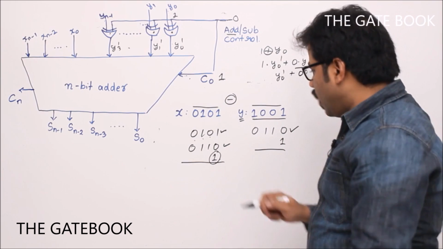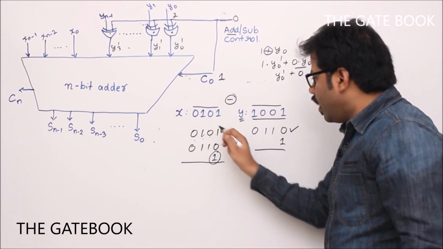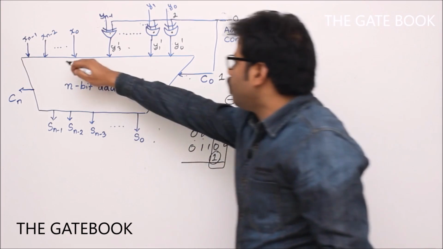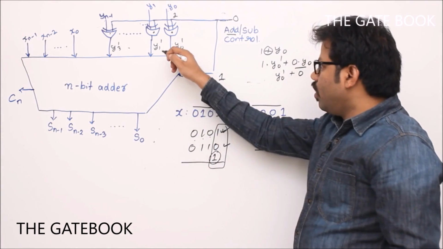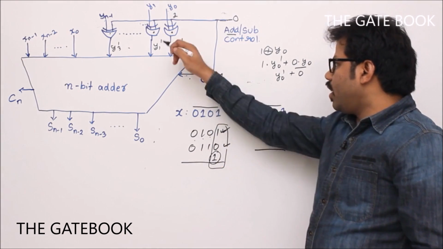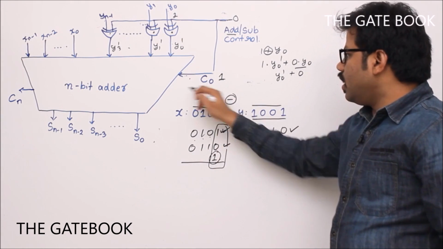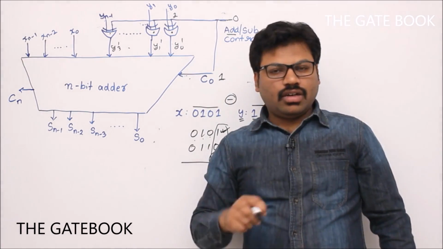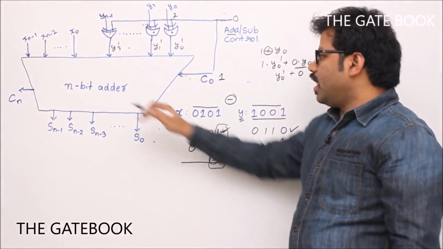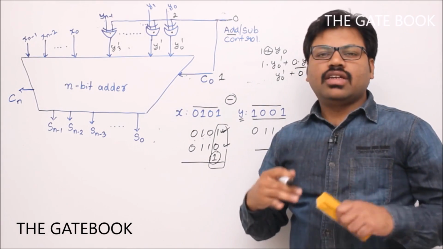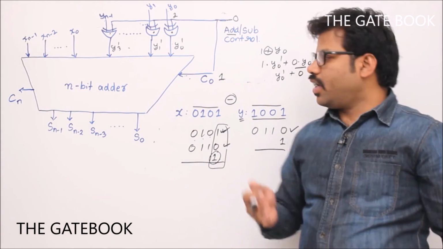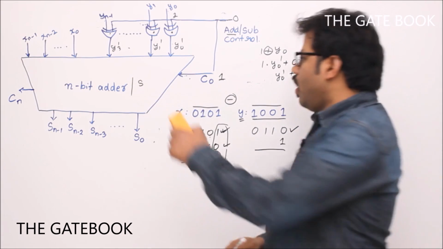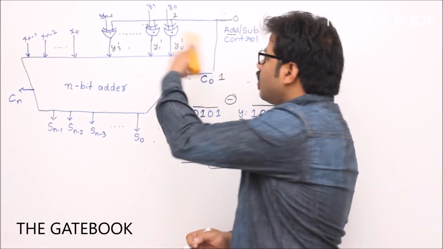So this 1 bit will be added in the first full adder, recall. So here we have a full adder. That full adder is going to take this 1 from here, this 0 from y naught bar, and C naught is 1. So automatically subtraction will be done. Right? So that's why this n bit adder can be used as an adder and subtractor. So I can say that this is an n bit adder cum subtractor. Of course it is an adder, but we are using it as a subtractor also.